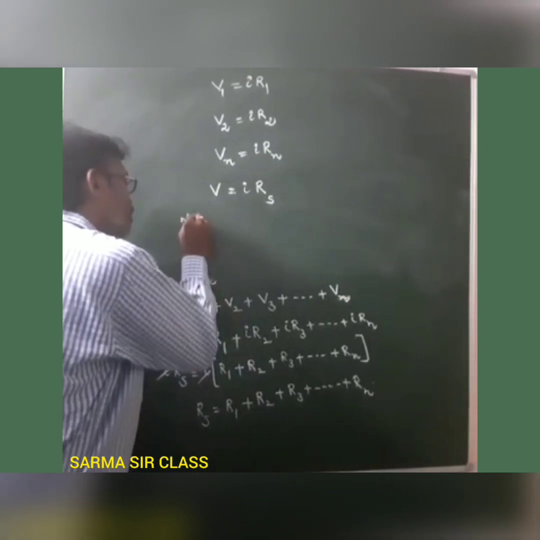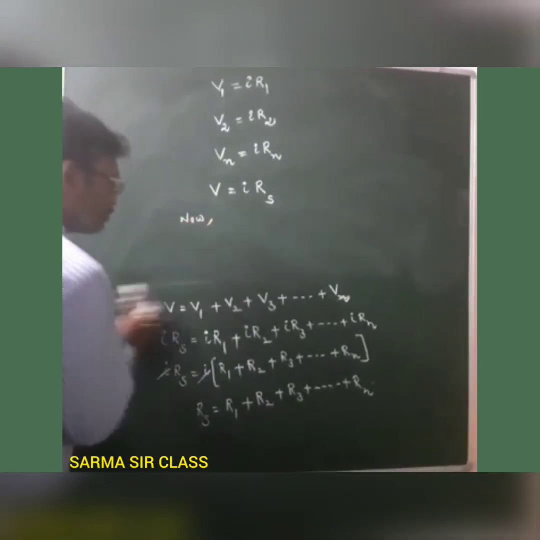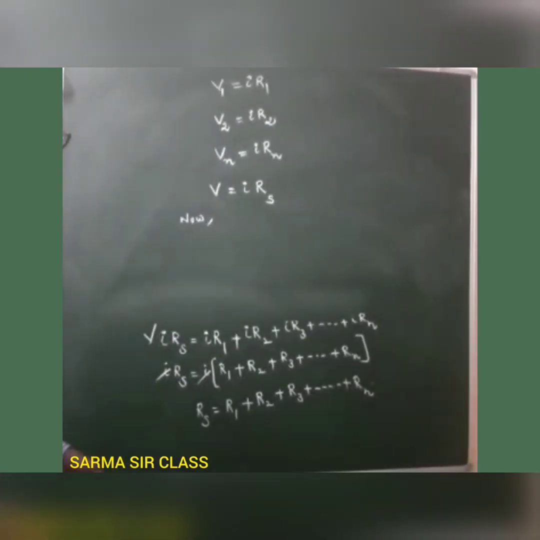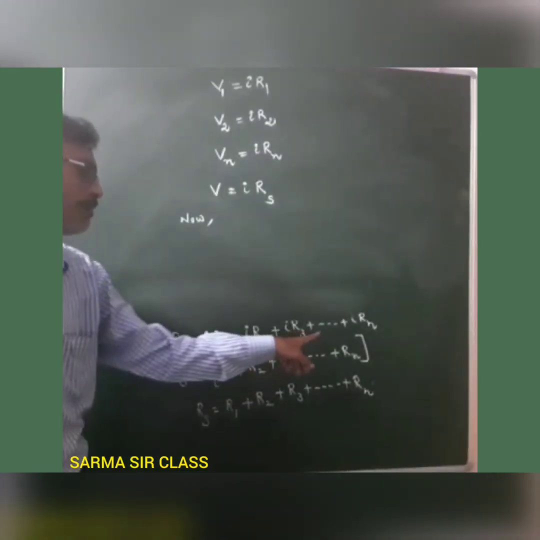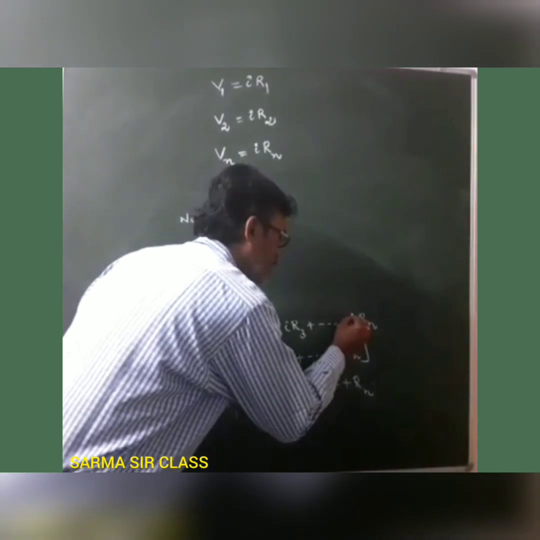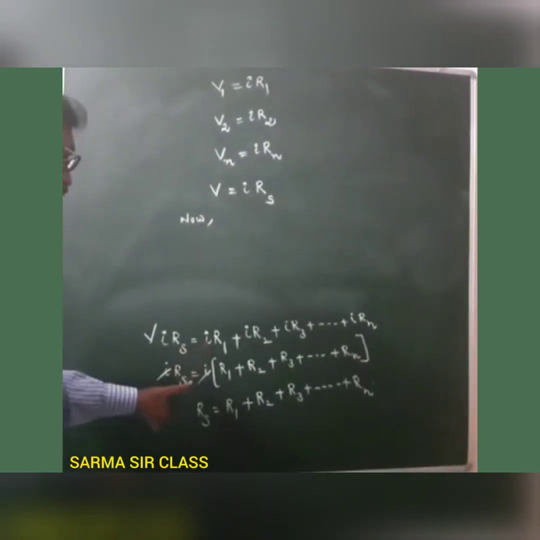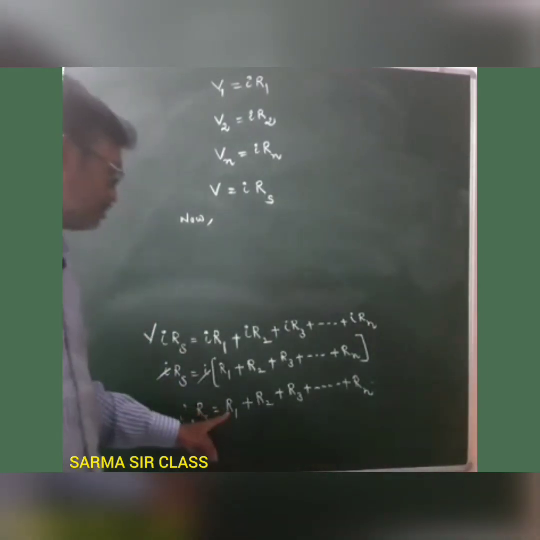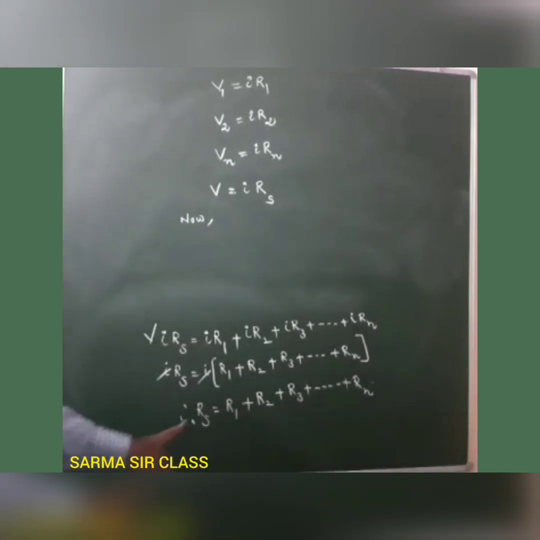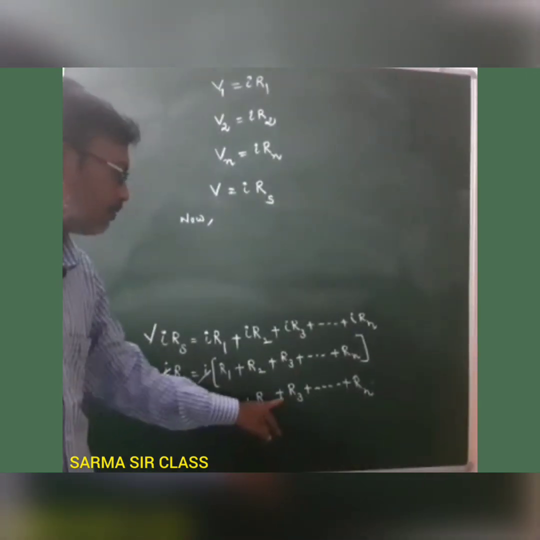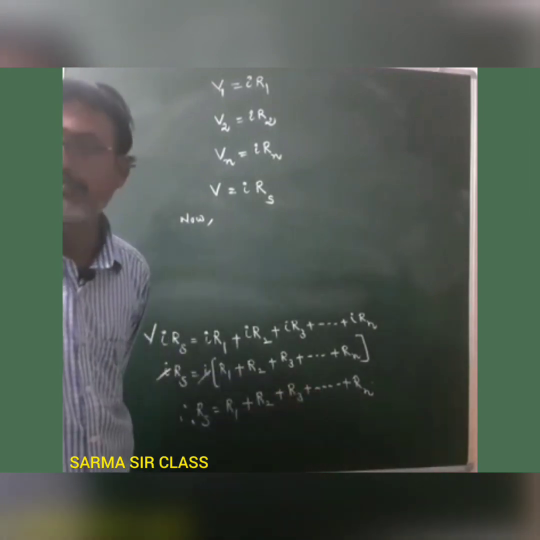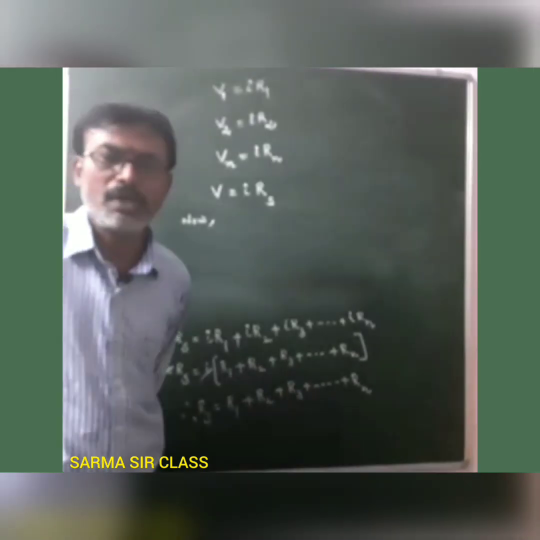Now, write down this step. IRs is equal to IR1 plus IR2 plus IR3 plus and so on plus IRn. Take out the I as common and then cancel both sides, and this is the final equation. Rs is equal to R1 plus R2 plus R3 plus and so on plus Rn.